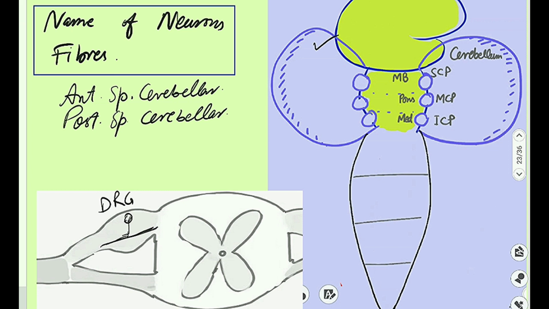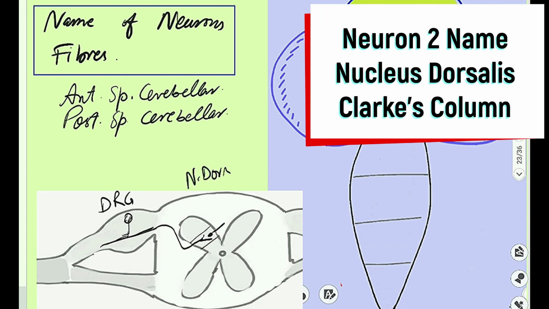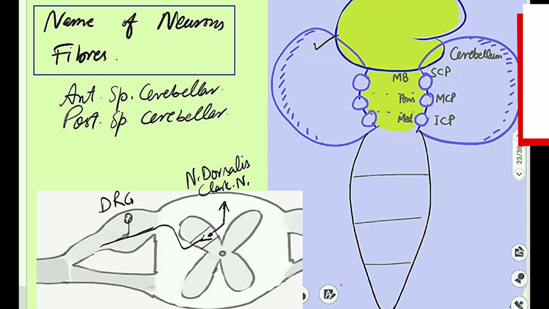This first order neuron will enter the spinal cord and will synapse with the second order neuron that is present in the dorsal horn of the spinal cord here. And this second order neuron cell body, the name is Nucleus dorsalis or the Clark nucleus. From here, the second order neuron will ascend and will move towards its destination, that is the cerebellum.